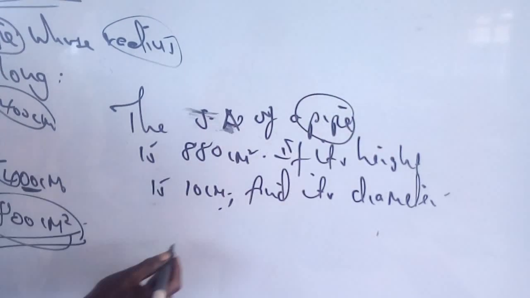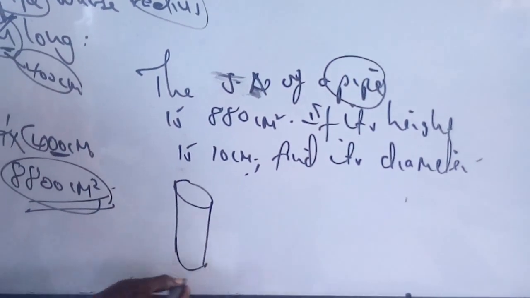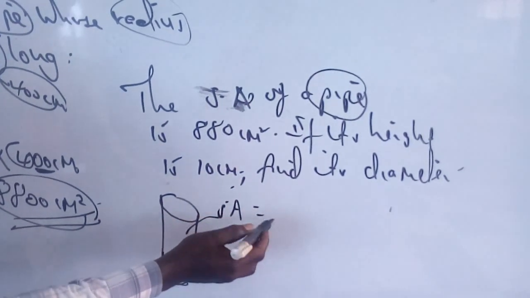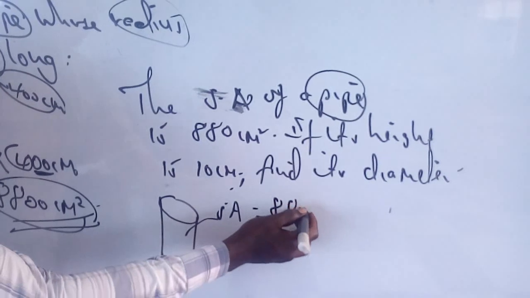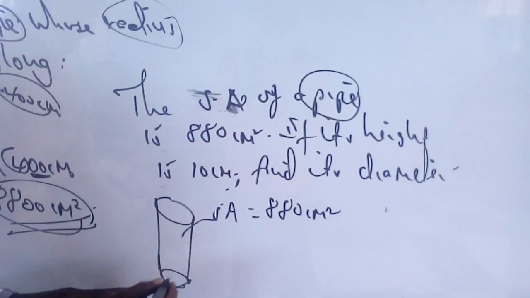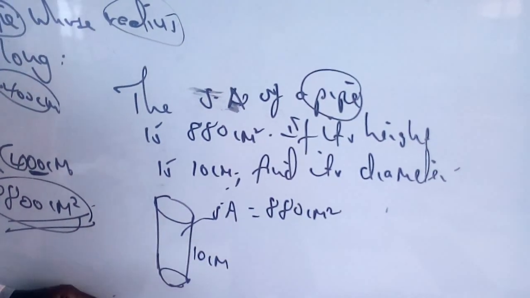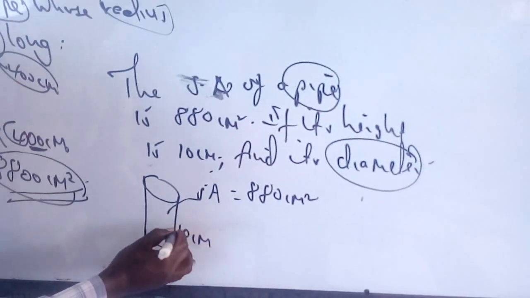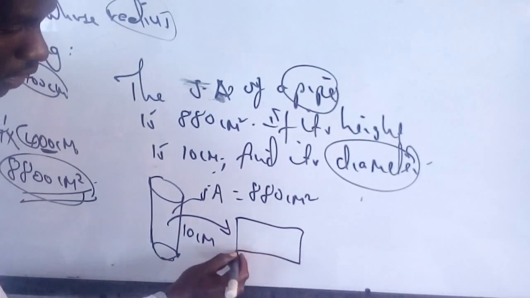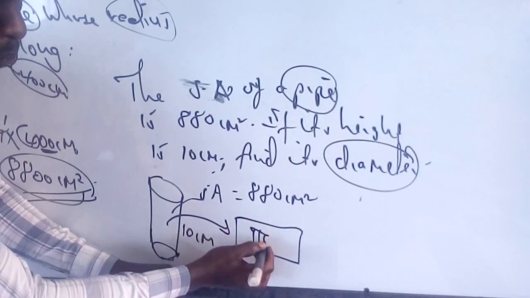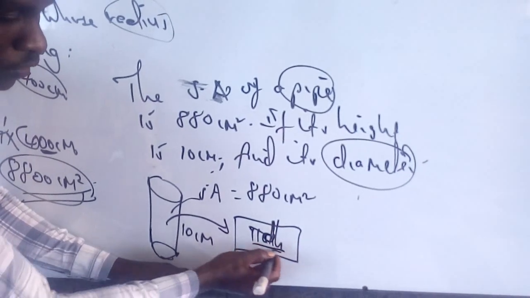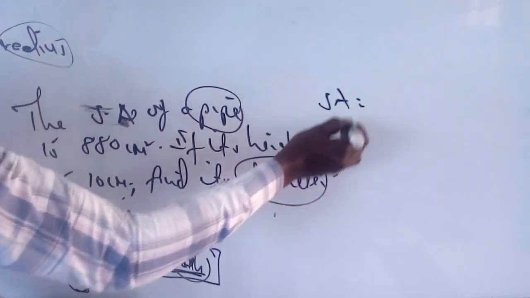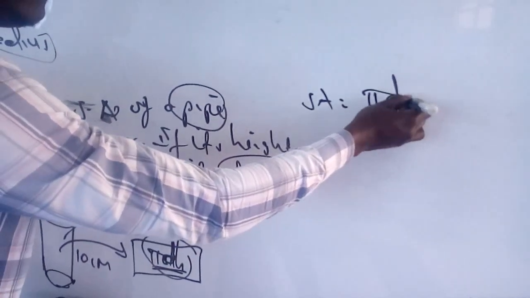This is a pipe. We know a pipe is open on both ends. So if this is our pipe, we are told that it has a surface area of 880 centimeters squared and a height of 10 centimeters. Then we are told to find its diameter. What have we learned? That a pipe has only the curved surface, which is given by pi dh. So we simply say surface area of a pipe is equal to pi dh.